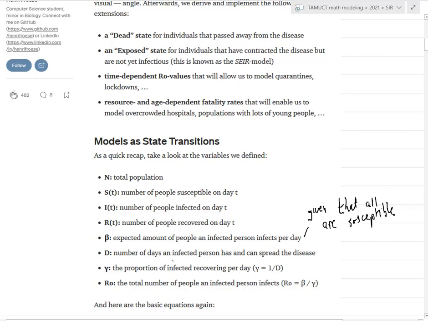Okay. This is the number of days that an infected person has and can spread the disease. That's little d. A gamma is the proportion of infected recovering per day. So that's gamma. I think that's the same as ours. And R naught is the total number of people an infected person infects. So he writes this as beta over gamma. So you remember that our formula for R0 is a little bit different. All right. So he writes some basic equations based on this.